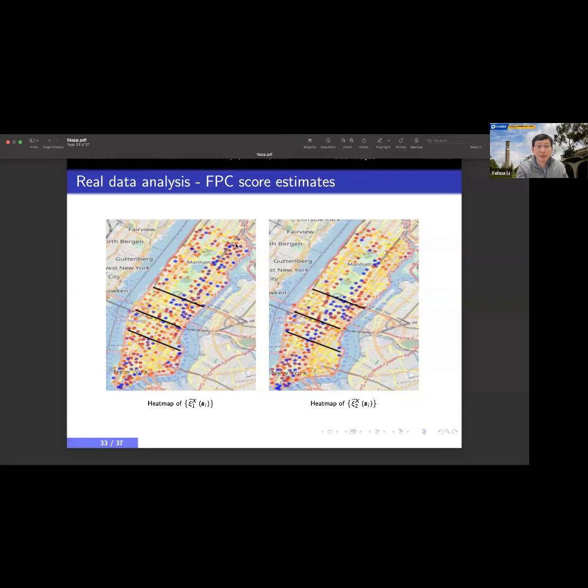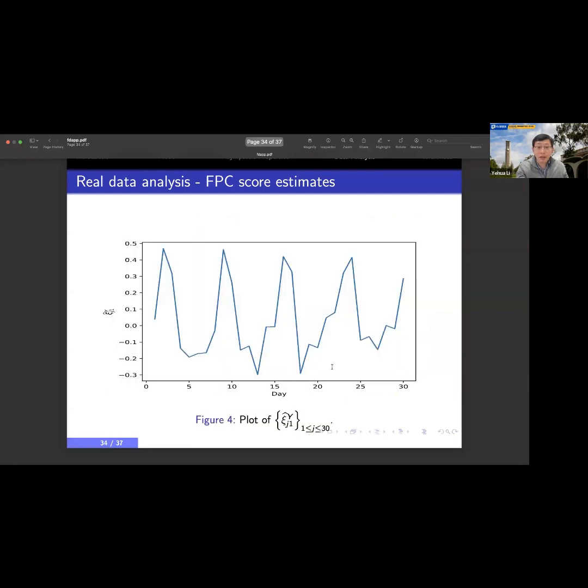So here are the estimated principal component scores for the first component of X, mapped onto Manhattan Island. And these are the estimated scores for the second principal component of X, marked onto the map. We also have the trajectory for the principal component scores for the day effect, plotted over the dates. You can clearly see there's a 7-day cycle going on, right? So clearly the principal component here models the weekend weekday effects. So we thought that these results are really neat.